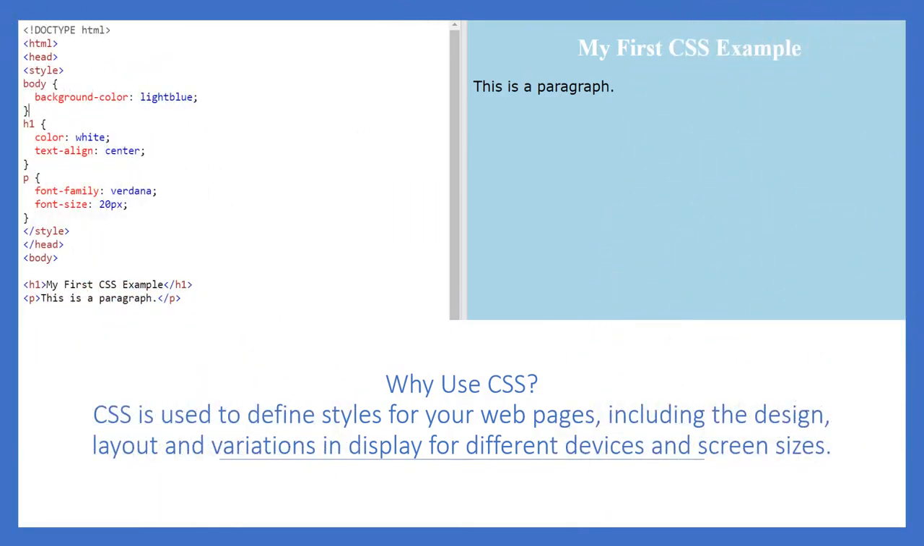Next, we are going to see why CSS. If anyone asks, we can answer that CSS is used to define style for your web pages, including designs, layouts, and variations in display for different screens and screen sizes. For example, if a viewer is opening a website on a mobile device, a laptop, or a desktop, the displaying capacity or features may differ for different devices. Those things can happen by using CSS.